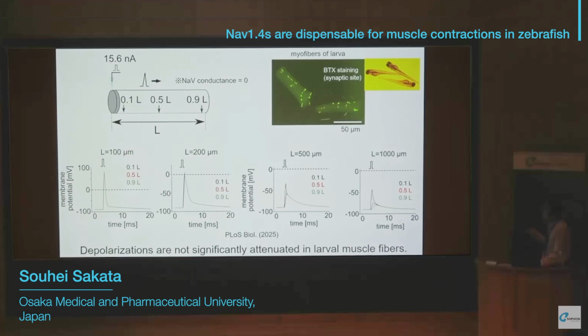This is a picture of fibers from zebrafish larvae. The length is not uniform actually, but the length is about 100 or 200 micrometers or so. So in this range, the simulation says no attenuation. So depolarization is not significantly attenuated in larval muscle fiber.